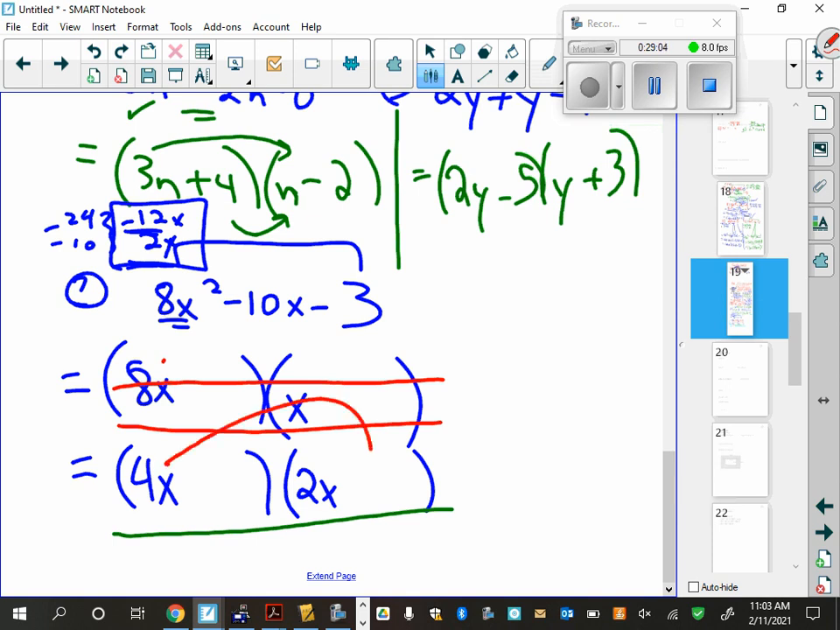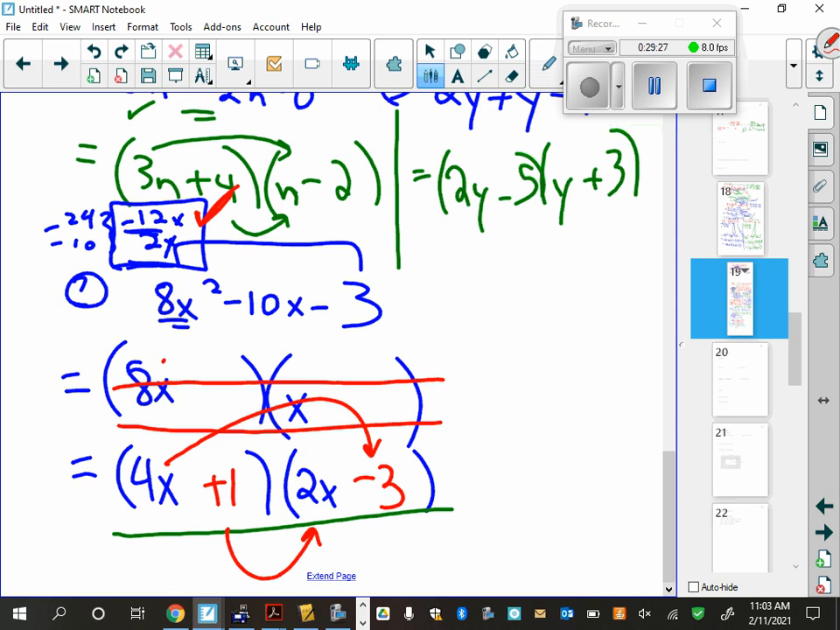Now you do the exact same thing. I'll let you fill it in. I start with the 4 myself. 4 times what equals negative 12. There's my negative 12. Now I need a 2. So 2x times 1 equals 2x.